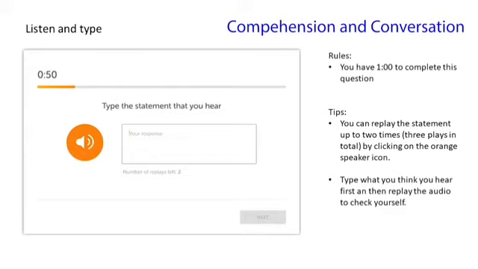My tip is type what you think you hear the first time, and then go back and play it again as you type in anything that you missed, and then use your third time to check yourself. Again, remember to use punctuation and a capital letter.